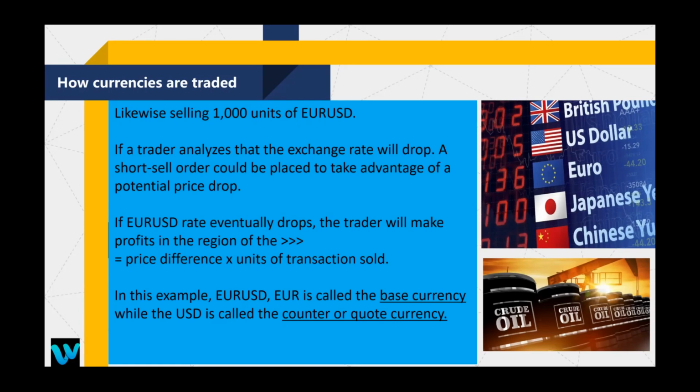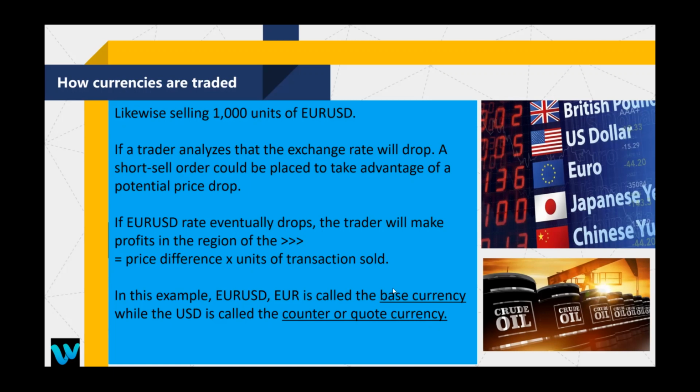We're going to explain the different terminologies that you need to know, some key terms that you need to understand very well before you can say you are a forex trader. So in this example, we use the euro US dollar currency pair. The euro is called the base currency. The first currency of the pair is called the base currency, while the USD, the United States dollar, is called the quote currency or the counter currency.